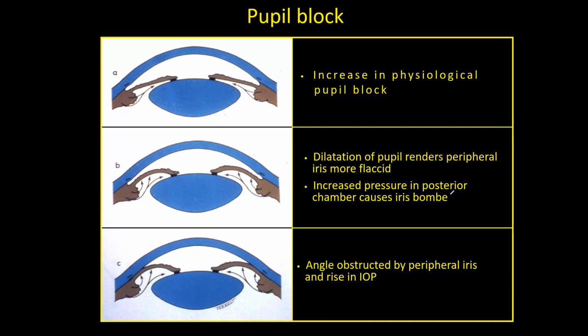Now we'll again discuss the pathology at the level. So the pathology may be at the level of the pupil or iris, or the iris is pushed by the lens, or it is pushed by something behind the lens. So that is the level of pathogenesis. Now, pupil block.